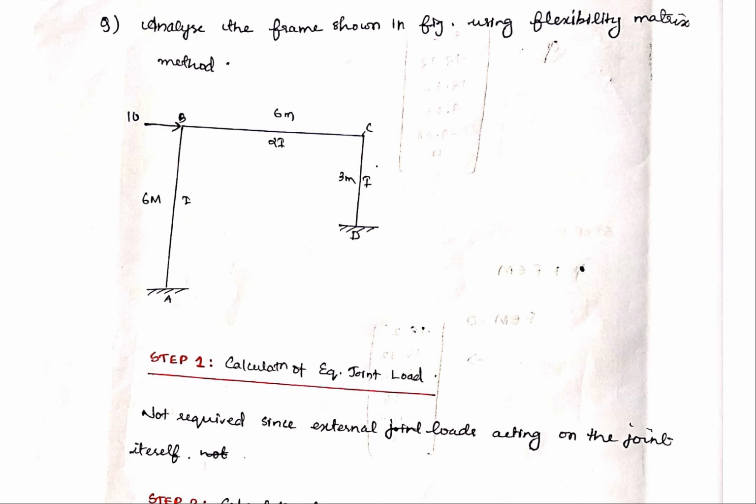Let's see the analysis of a frame having static indeterminacy 3. Analyze the frame shown in the figure using the flexibility matrix method. This is our frame A, B, C, D. A and D are fixed. Then the frame is subjected to a horizontal load of 10 kilonewton at joint B. And the moment of inertia is 2I for the member BC.